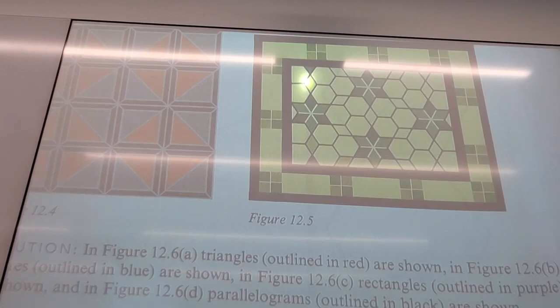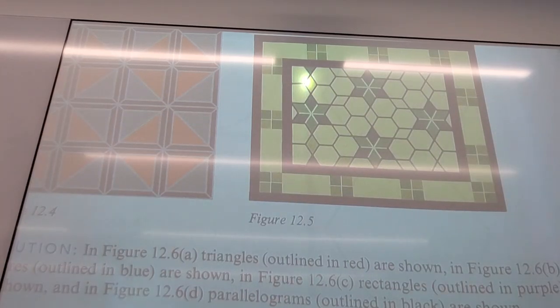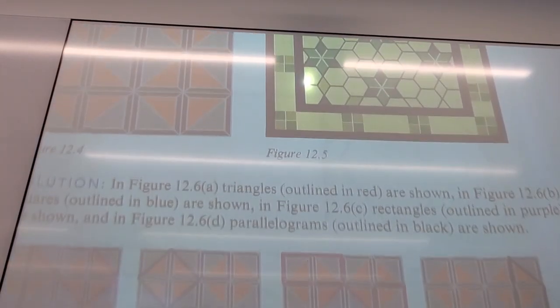You guys see the stars, obviously, right? The different shades of green. Yes. Okay. Let me see. What did the book find? Anything else interesting?